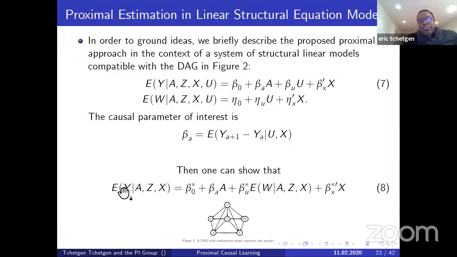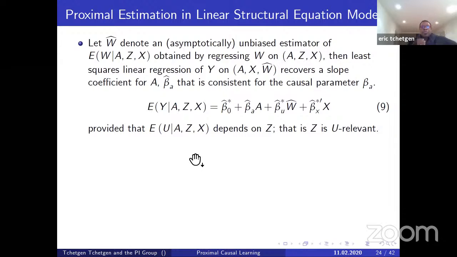What this tells us is that if you were to believe this model and you had valid proxies, you regress Y on A, Z, and X, and you adjust for the regression of W on A, Z, and X. The coefficient going with beta A will then, under these assumptions, identify the causal effect of interest. So let W hat denote an asymptotically unbiased estimator of the mean of W given A, Z, and X, obtained by regressing W on A, Z, and X. Then you run the least squares linear regression of Y on A, X, and W hat. This will recover a slope coefficient of A, beta hat A, that can be shown to be consistent for the causal effect beta A.